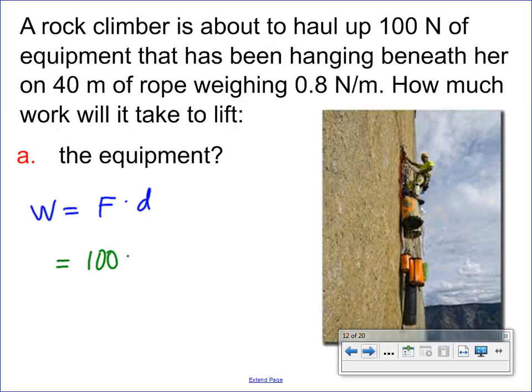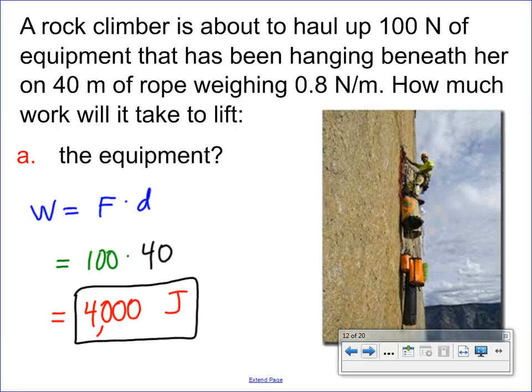How far are we lifting? 40 meters. Do my units match? 100 newtons times 40 meters is newton meters, and that's my joules. So yes, that works well. So the work done, did I do 40? Yeah, I did. So the work done for just this part is 4,000 joules. Is that right? 4,000 joules? Cool. All right.